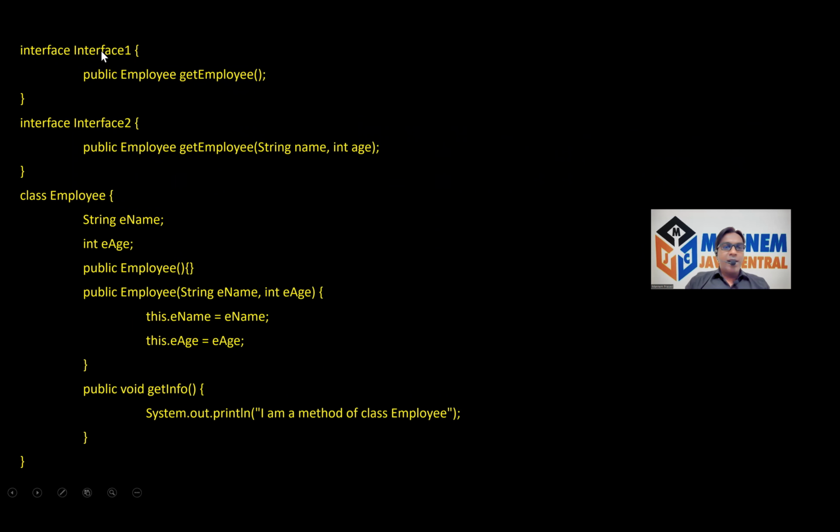See, I have one interface, interface 1, and this functional interface contains a get employee method, and this method is returning what? An Employee object. I have one more functional interface, and this interface has a get employee method with 2 parameters, and what is this method returning? An Employee object. So as these 2 methods are returning the Employee object, I need to create an Employee class, which contains 2 constructors. One is an empty constructor and another one is an argument constructor.